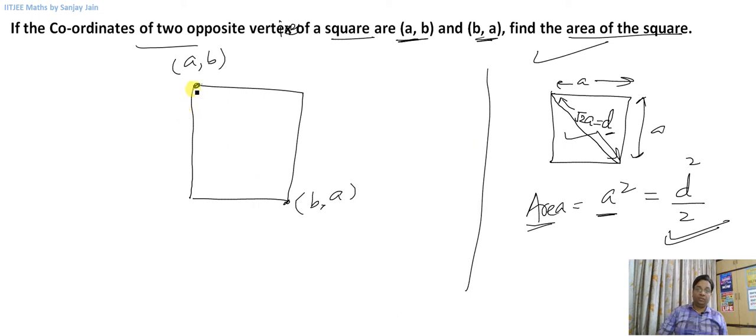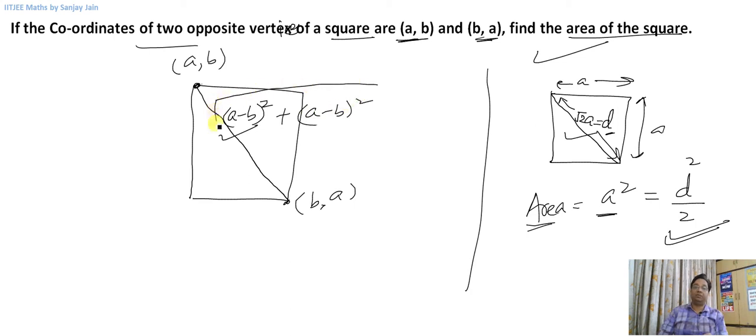Now I know that the diagonal here can be calculated by applying the distance formula, which is the square root of the difference of abscissa squared plus the difference of ordinate squared. What is the difference of abscissa? It is a minus b, square it. What is the difference of ordinates? It is b minus a squared, or you can write it a minus b squared also, square root. So this is the length of the diagonal, right?